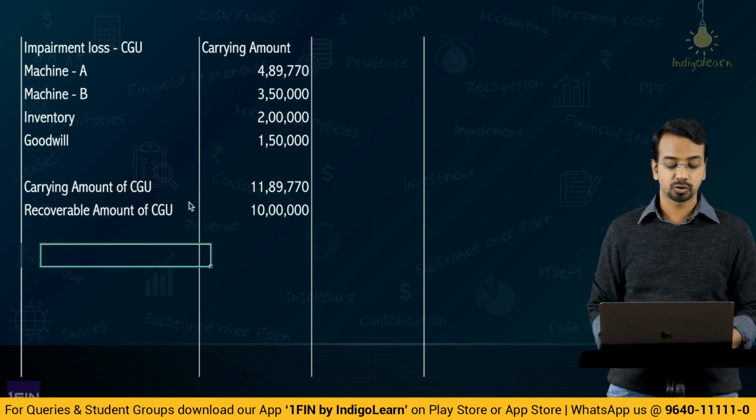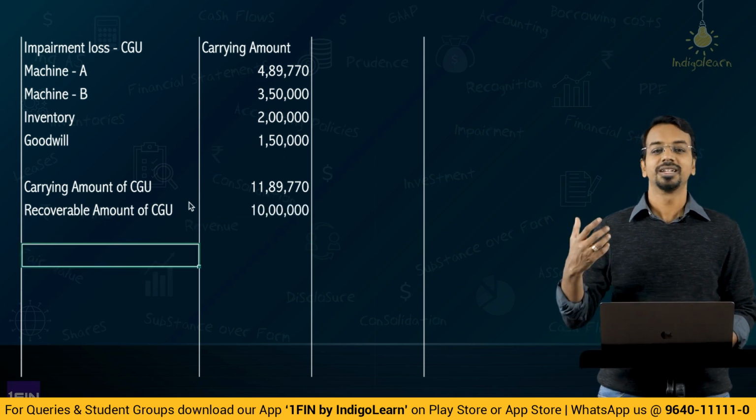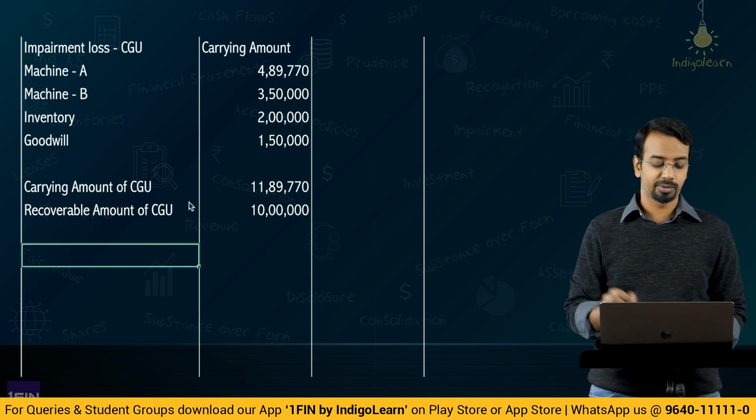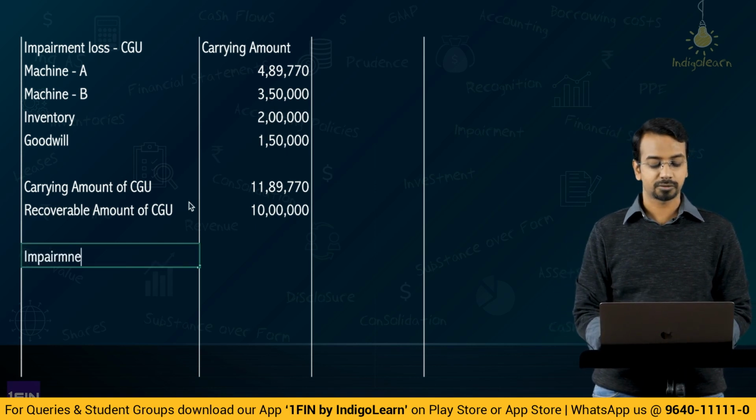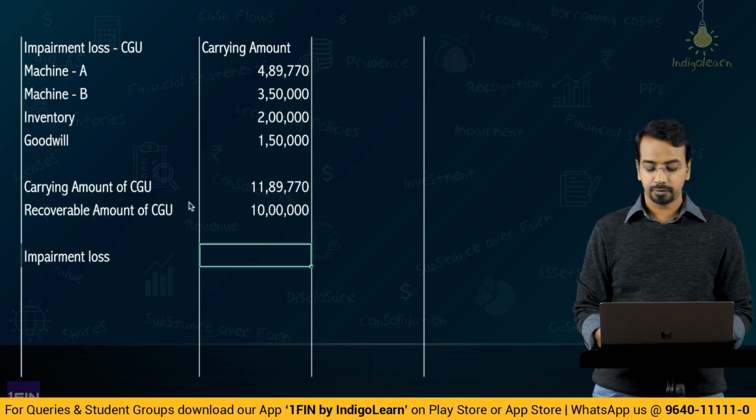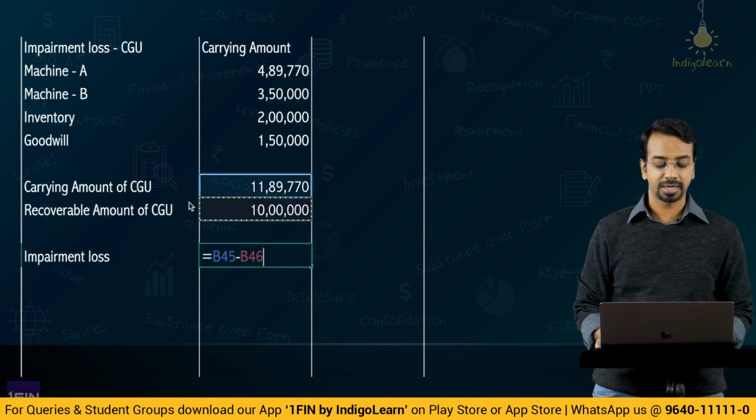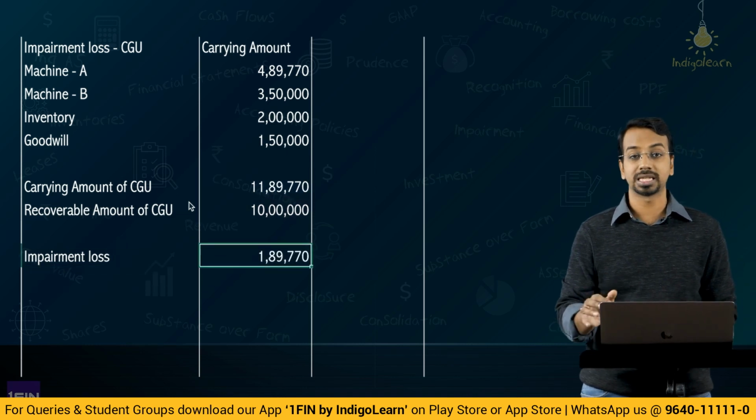It is 10 lakhs. So is there an impairment loss? Yes, because the carrying amount is greater than the recoverable amount. So there is an impairment loss of 11,89,770 minus 10 lakhs. You get 1,89,770.